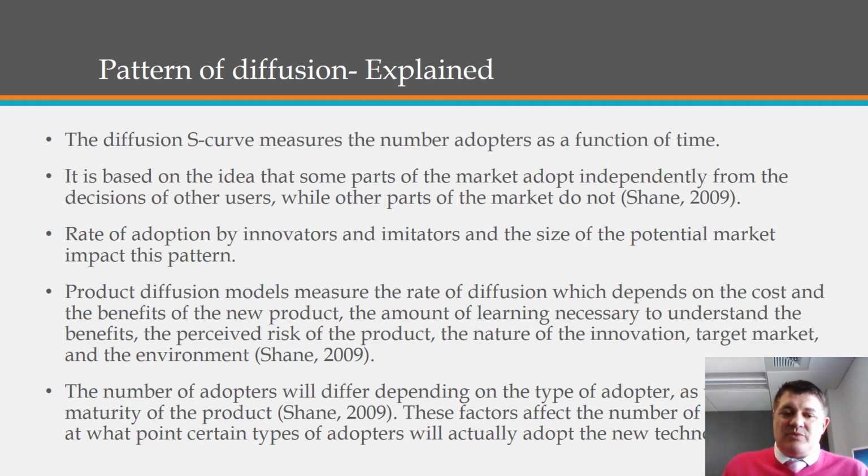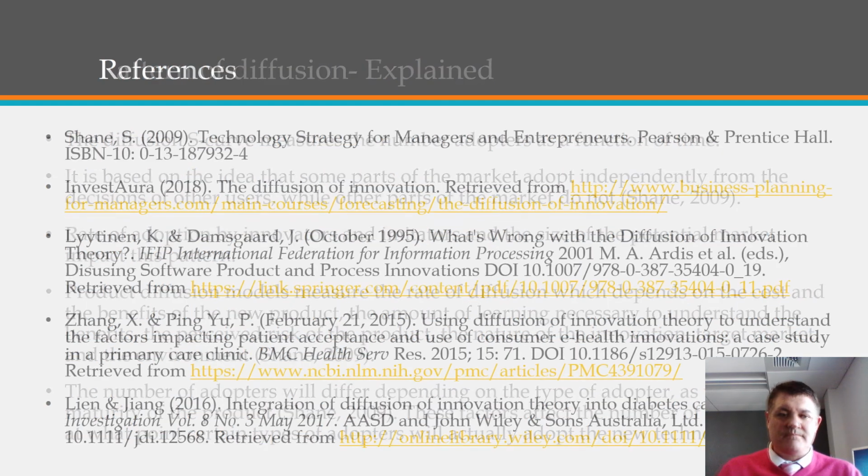And then the last bullet, the number of adopters will differ depending on the size of the adopter pool as the product matures. As the product becomes more well known, more people will adopt that product. It's really important for the jobs that we do, especially in technology, both hardware and software, to understand this so that we adjust our marketing and our pricing strategies for those different demographics.